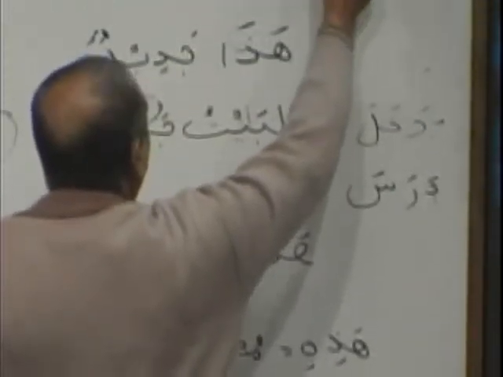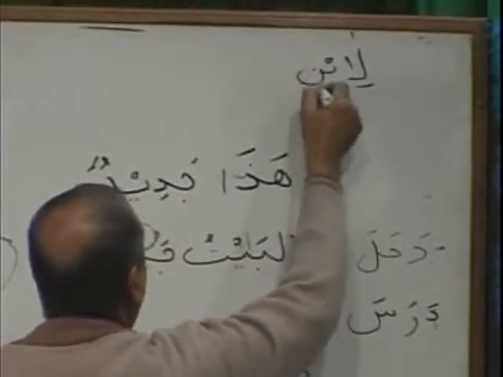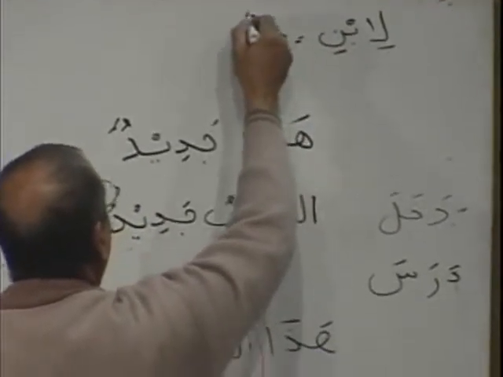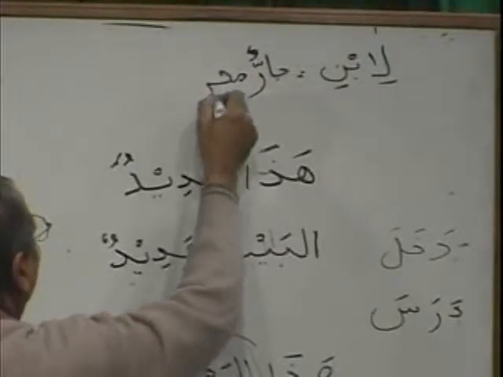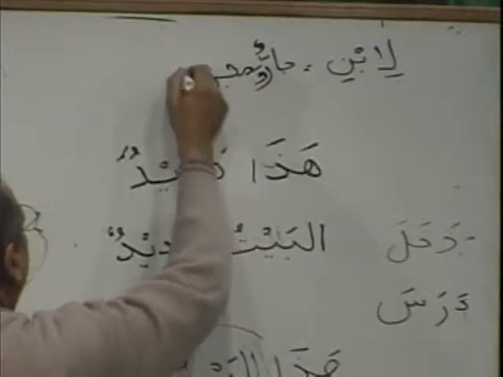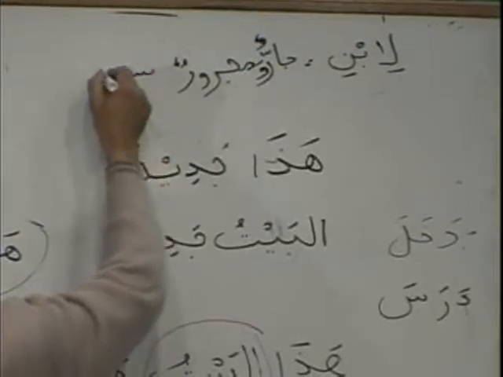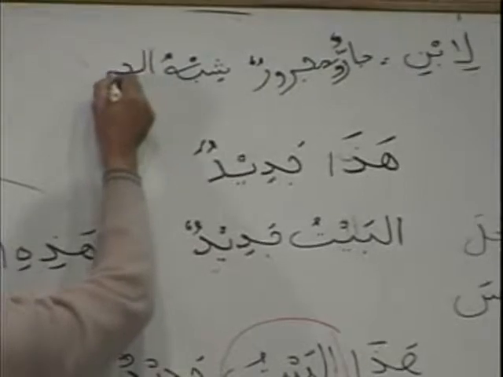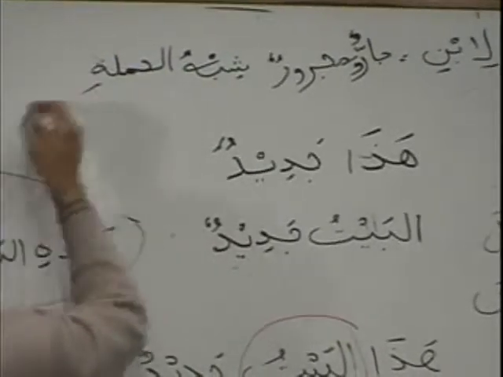Okay, now I don't have space, but suppose I'm writing there, then I will say: li-bni, jar, majrur, wa majrur, jar wa majrur, shibhul jumla, khabar.